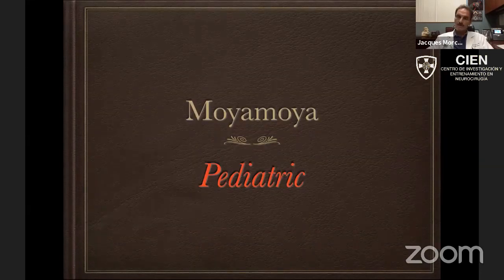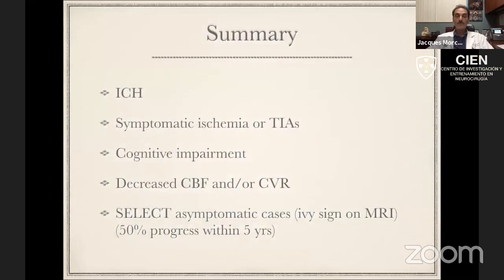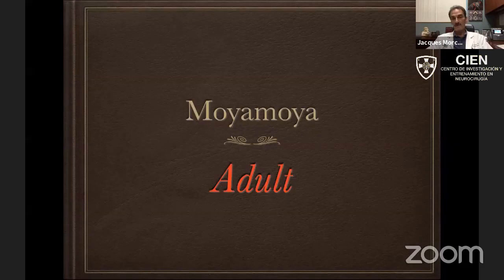Let's start with Moyamoya, pediatric patients first. As you know, there is something called Moyamoya syndrome and something called Moyamoya disease, and these are the causes of Moyamoya syndrome. You can see them on this list in children. And when do you treat a child with Moyamoya with a bypass? Well, if they've had a hemorrhage, or if they have symptomatic ischemia or TIAs, cognitive impairment, decreased cerebral blood flow or cerebrovascular reserve, and possibly asymptomatic cases that have an IV sign on an MRI, because 50% of them will progress within 5 years. Moyamoya in adults, similar indications.